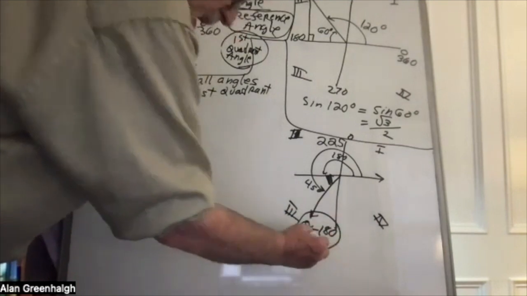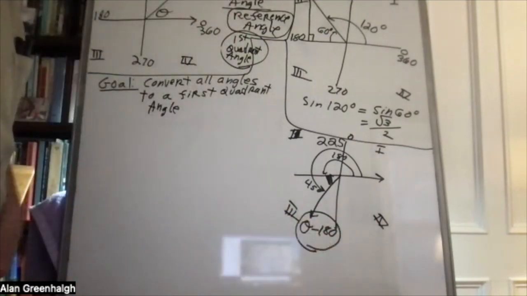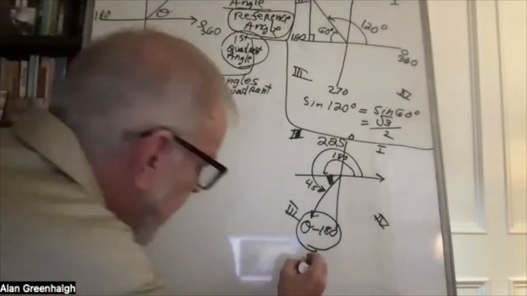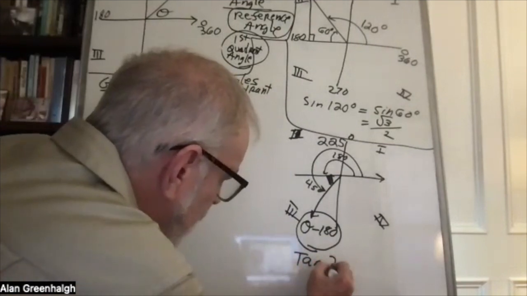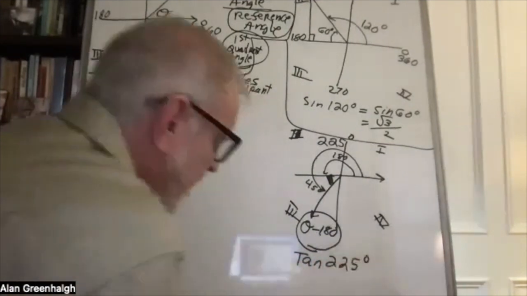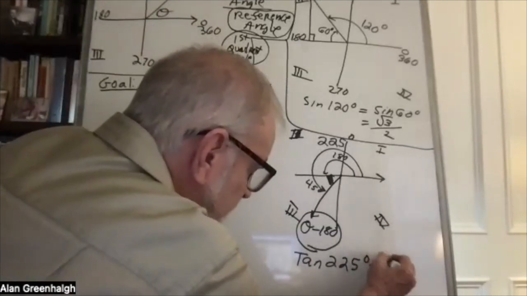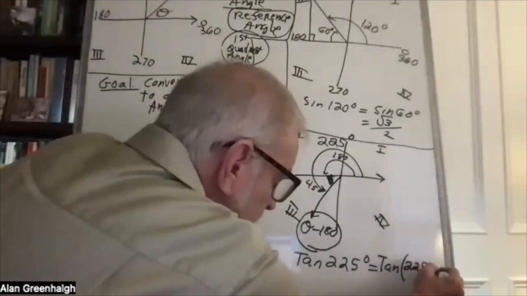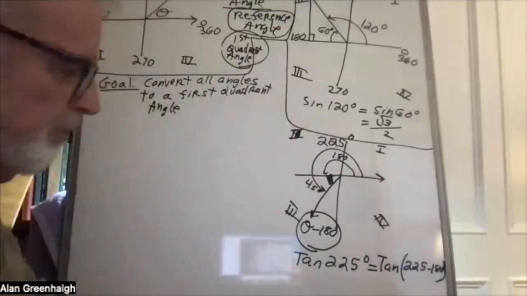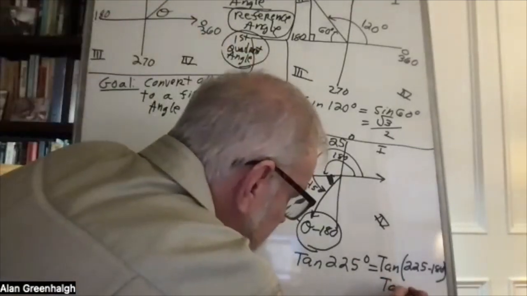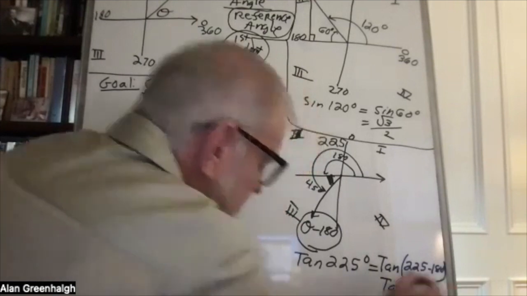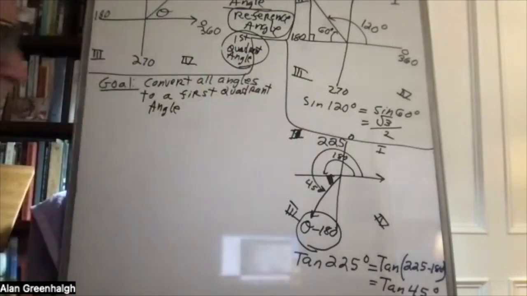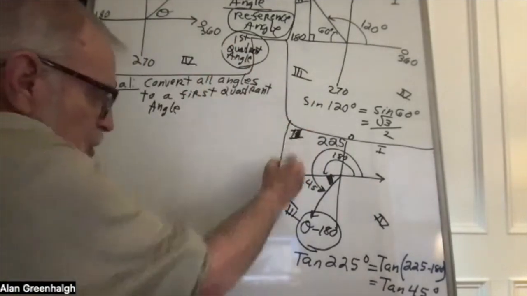This is how you find an angle in the third quadrant. For example, if I said to you, what is the tangent of 225 degrees? You would say, well, it's equal to the tangent of 225 degrees minus 180, which is equal to the tangent of 45 degrees, which is equal to 1, if you remember correctly. Okay, that's the third quadrant.